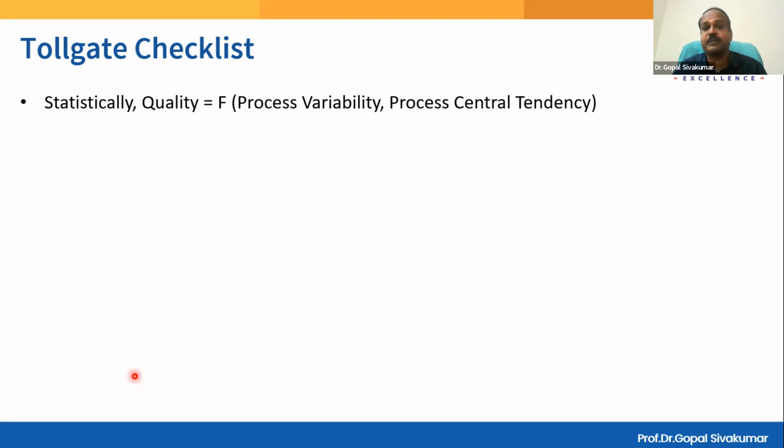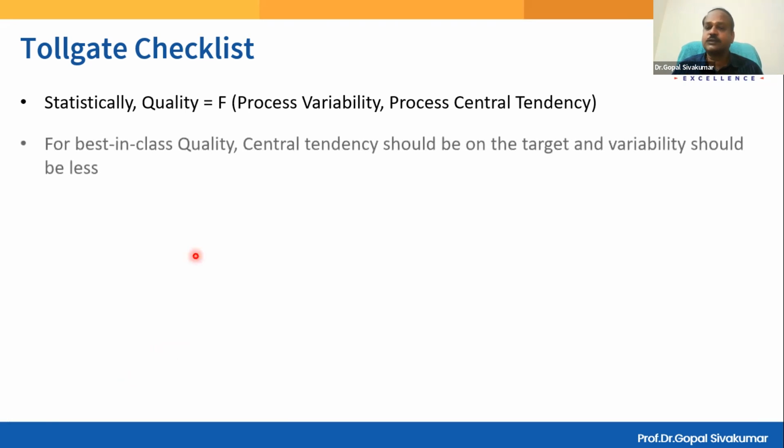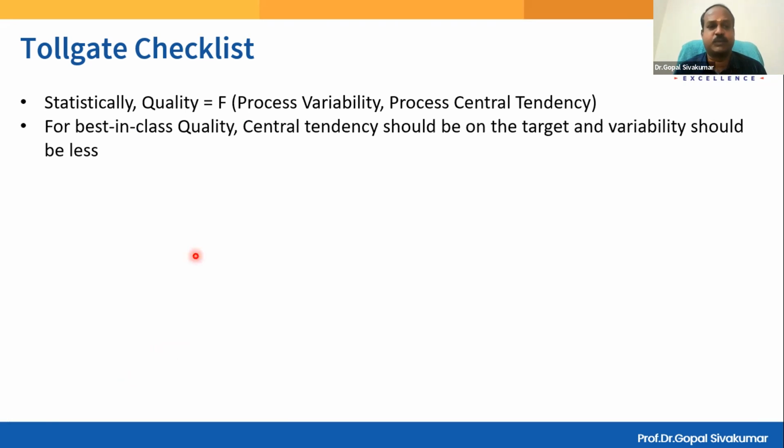Do you understand what I am telling? If I come to your college and pick up an average student, the average student should be one of the best students. Likewise, statistically, if the average value of the sample itself is close to the target, yes, your product is really world class. So this is a statistical definition. You can't see it in the books. For best-in-class quality, central tendency should be on the target and variability should be less. Understandable? Central tendency should be on the target and variability should be less.